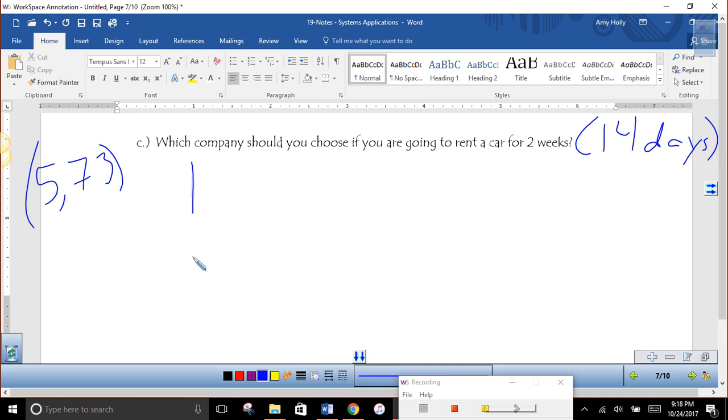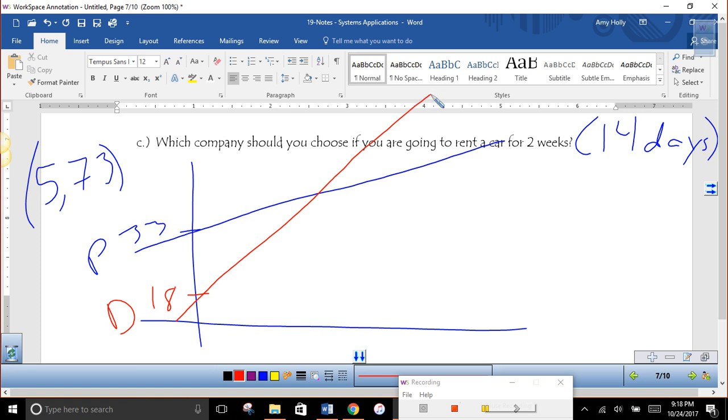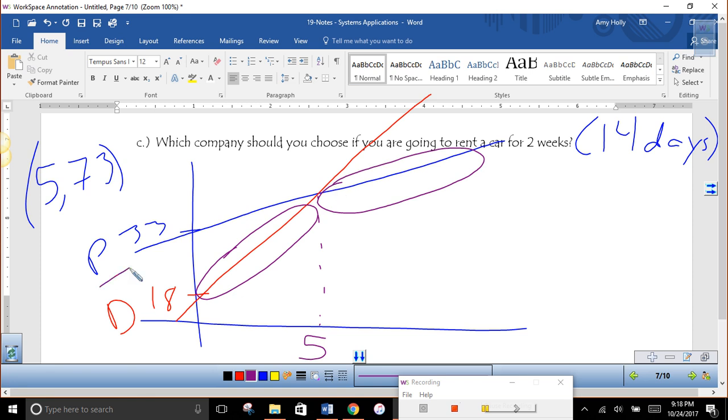The first thing I do is sketch a little graph, and I base this off of the y-intercepts. The first equation, which was pay up front, my y-intercept was at 33, and then from there it increased. My second equation, drive now, is at 18, and then it increased from there. We found out that they met each other at 5 days. So drive now initially costs less money, but after 5 days, because they've crossed each other, we know that pay up front costs less money.